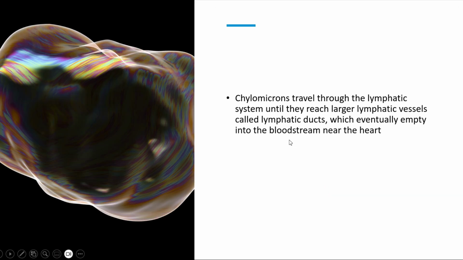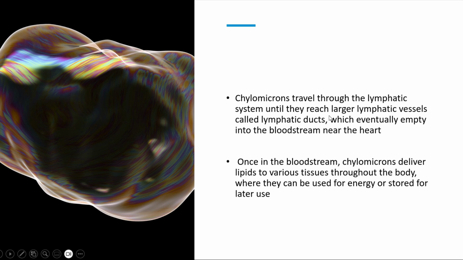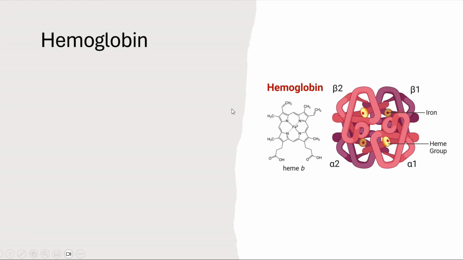From the lacteal, they travel through the lymphatic system until they reach larger lymphatic vessels called lymphatic ducts. You need to know that as well. These are just large lymphatic vessels, which eventually empty out into the bloodstream. So the chylomicrons move through these lymphatic ducts and eventually reach the bloodstream, which is near the heart. Once in the bloodstream, chylomicrons deliver lipids to various tissues throughout the body, where they can be used for energy or stored for later use. Okay, cool. So that's lipid absorption. Make sure you know all of that, and you'll be sturdy with it.